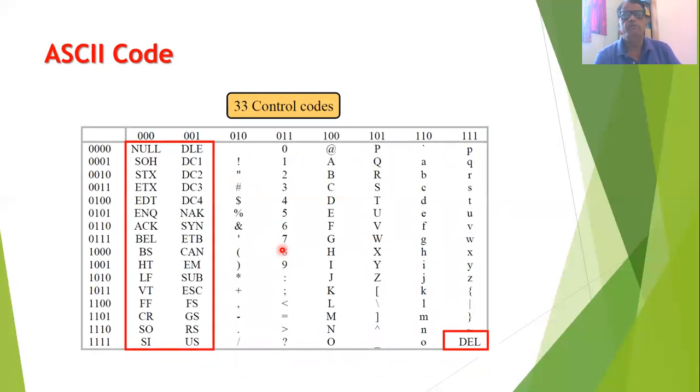Apart from that, there are some other 33 codes, and these codes are called the control codes. For example, DEL, delete, is called a control code. In the control codes, you have null, SOH, STX, end of text, ETX. Then there are symbols like bell, backspace, BS, horizontal tab, line feed, vertical tab, carriage return, and form feed. So there are different control symbols.